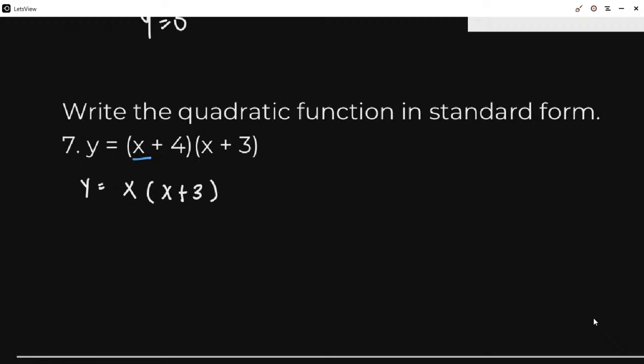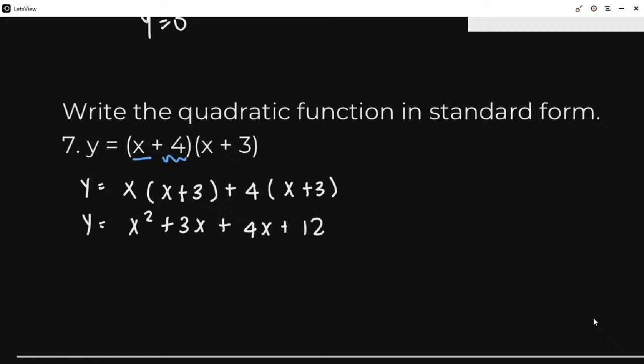And then we're going to take the second term, which is plus 4, and distribute that to all of the second part. So that'll be x squared plus 3x plus 4x plus 12. And then we have to combine like terms, which are these. So y equals x squared plus 7x plus 12.